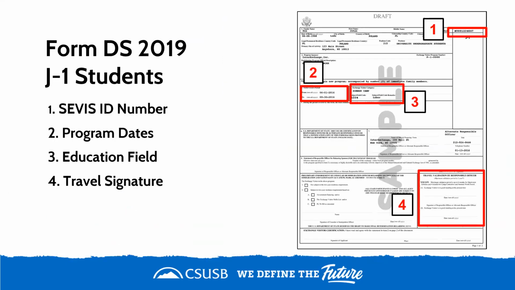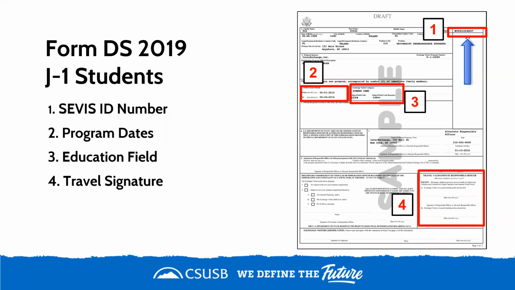The DS-2019 is for J1 students. It is a 2-page document for students holding a J1 visa. It works similar to the I-20. It too has a SEVIS number. The number again is a 12-digit number that starts with the letter N. This number is tied to your SEVIS record, and it helps us maintain your immigration status.